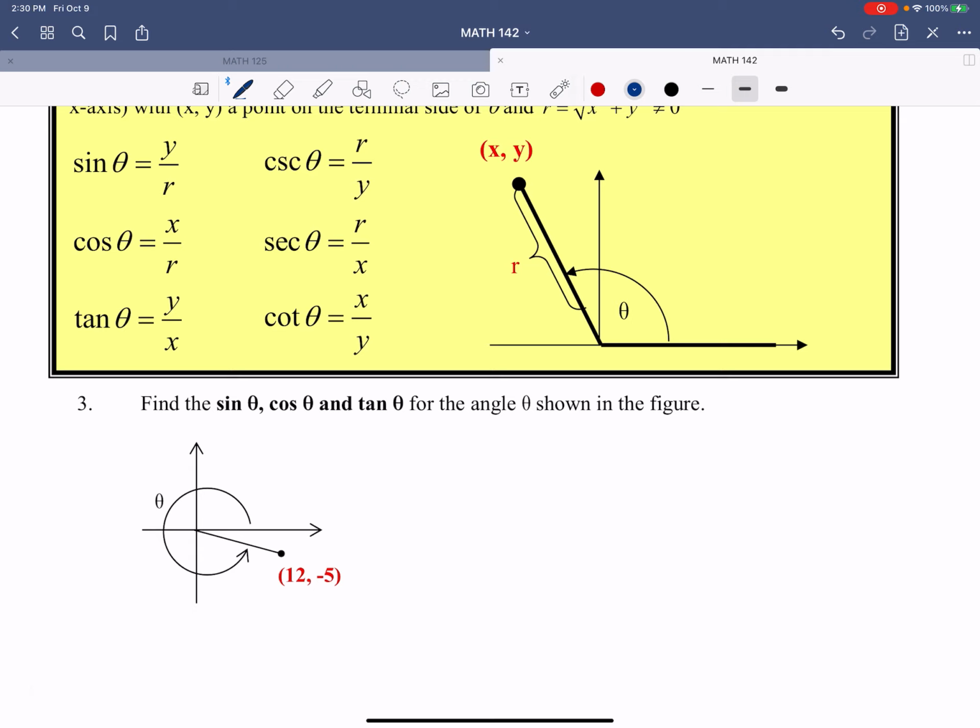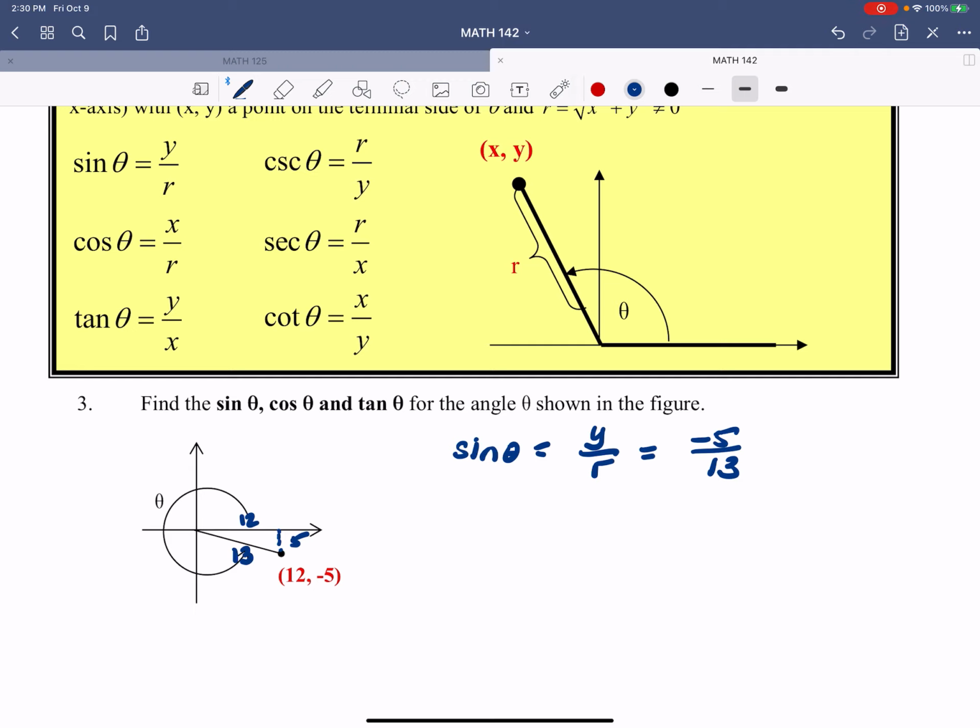So let's say that I have a point in the 4th quadrant, and I want to find sine, cosine, and tangent. Well, by looking at the triangle, now again, 12, 5, so that means this is 12 and this is 5. Pythagorean theorem would tell me that this side here is 13. So if this angle right here is theta, starting from the positive x-axis and going almost all the way around, I know that sine of theta is y over r. Y is -5 and r is 13.